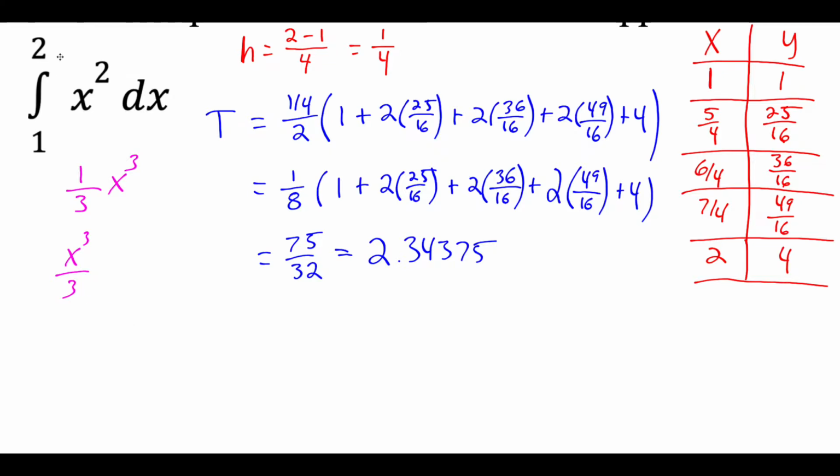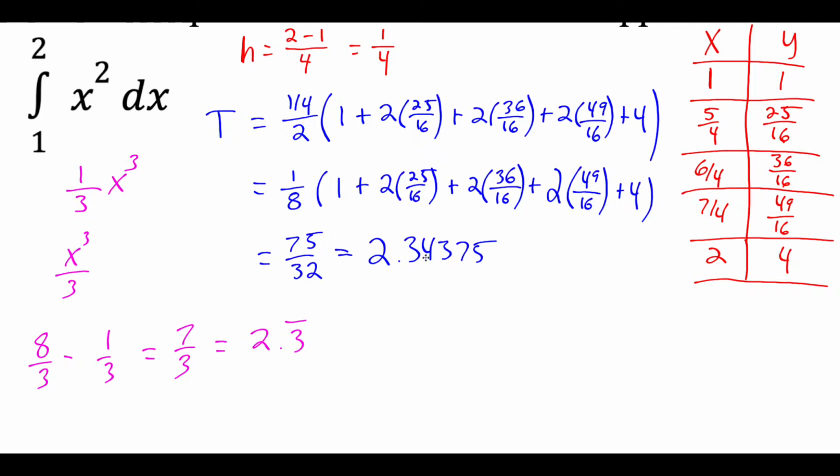And then what I want to do is evaluate that at the upper limit of 2, at the lower limit of 1, and then subtract those answers. So if I plug in 2, 2 cubed is 8 over 3, so we get 8/3. Then if I plug in 1, 1 cubed is 1 over 3, I get 1/3. If I subtract those answers, I get 7/3, which as a decimal ends up being 2.3 repeating.